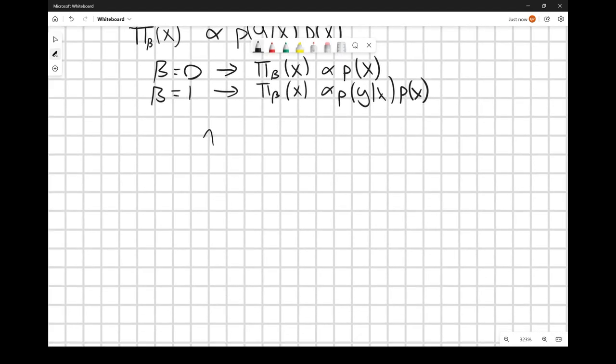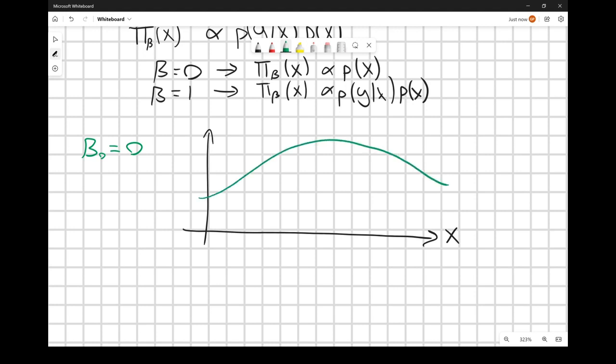So let's just draw an example. Let's say we're going to start off with x on the horizontal. The vertical axis is just going to represent a generic target distribution. Let's say we initially run our sampler with a very small value of beta. Let's say beta naught, in fact, let's say it's equal to 0. So this would just be samples from the prior. And let's just imagine that it looks a bit like this. It's relatively large, and so it's easy to explore this space.